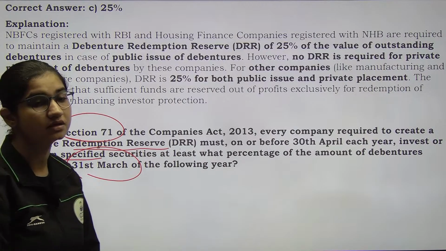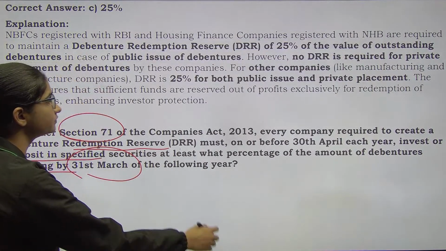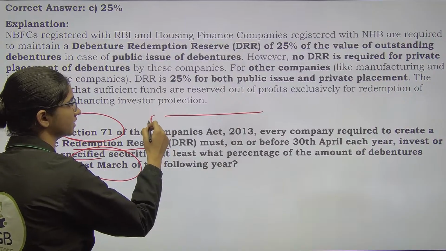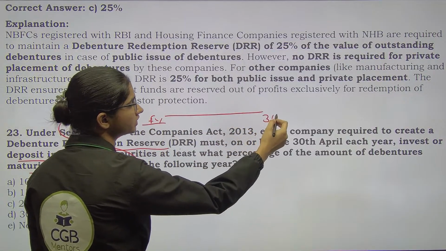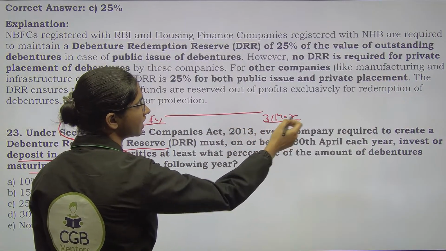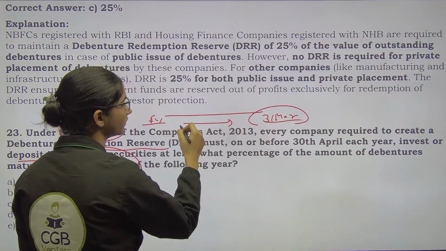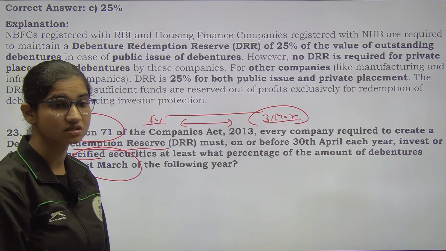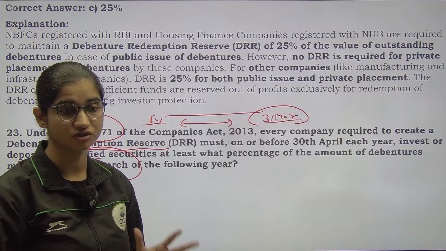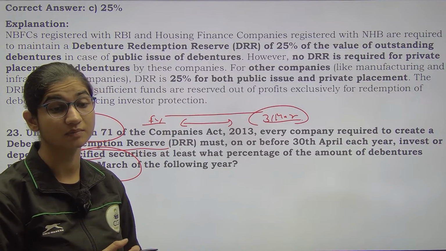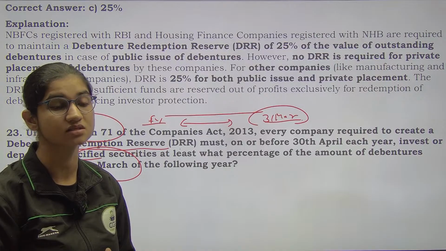So what this question is trying to ask you is, suppose this is the financial year, and this is the end of this financial year. So on 31st March, or in this particular year, a certain amount of debentures will get matured, right? And the repayment time or redemption time for these debentures will arrive.